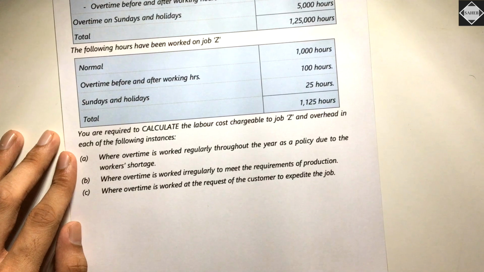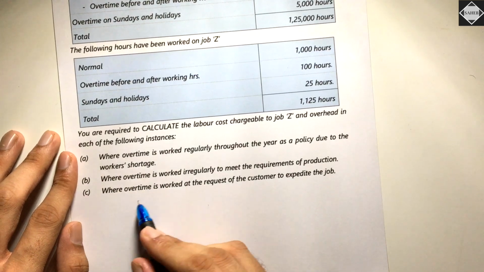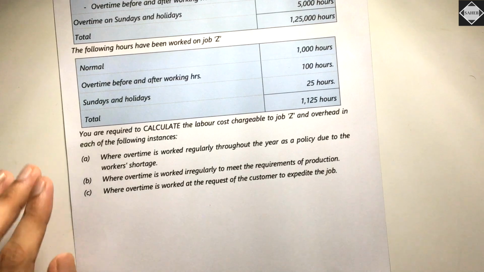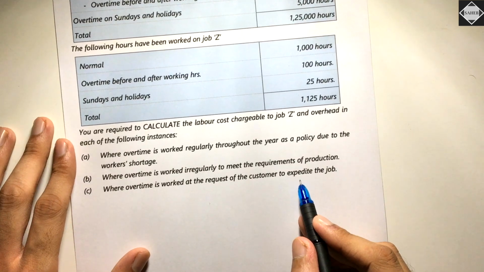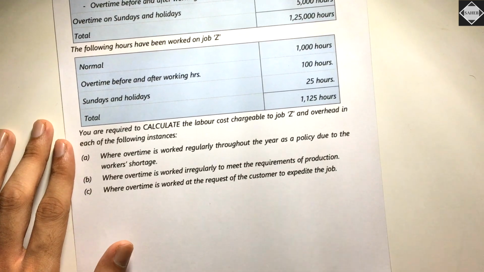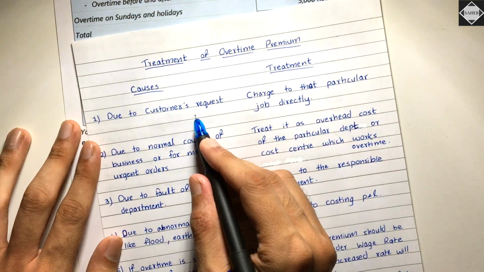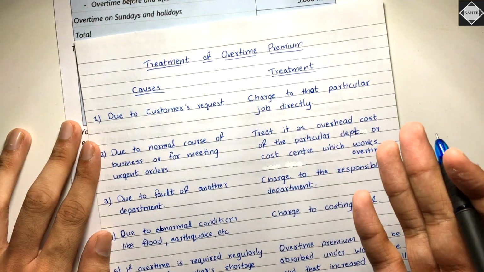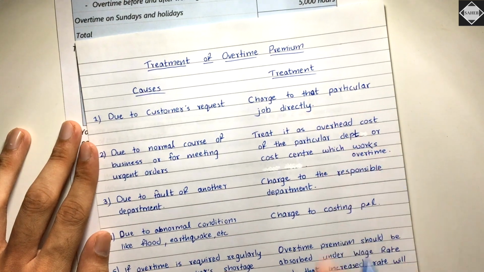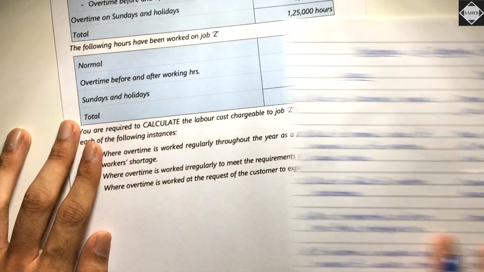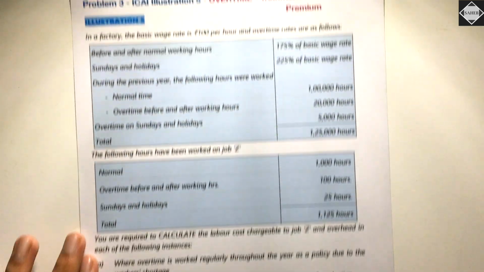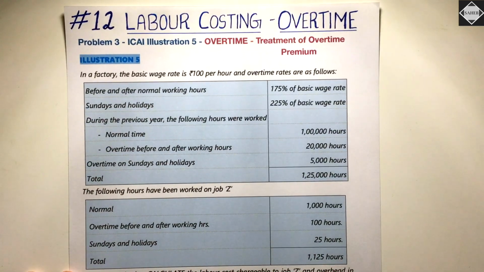Is it clear? Okay, then the third case, where overtime is worked at the request of the customer to expedite the job. In this case, it is at the request of the customer. So whenever it is at the customer's request, we charge everything to that particular job only. Okay, so that's the thing. So now let's see how all of this will happen. Let's go to the solution of this.